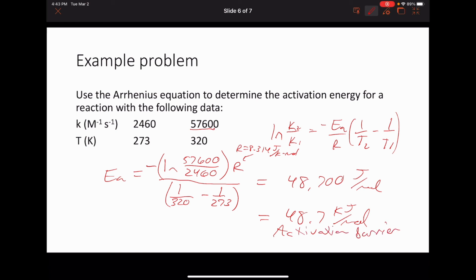So in order for this reaction to happen, it needs to find 48,700 joules, or 48.7 kilojoules per mole, in order to overcome that activation barrier, or in order to rearrange into a transition state. And that's how you do those calculations. I'm not going to show how you do the plots. You would just take a bunch of ks and plot them, fit it using Excel, and get the equation and the R squared value to know if you've got a line. Then you can extract all of the data as well.